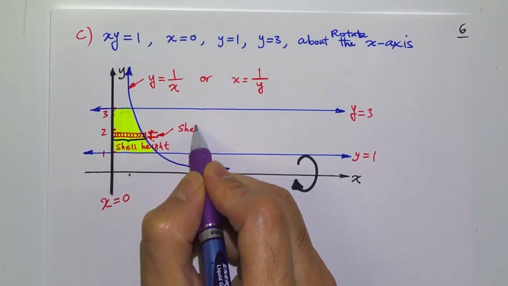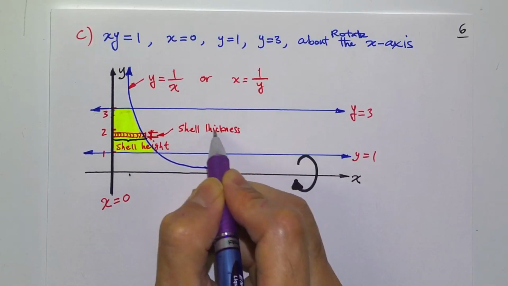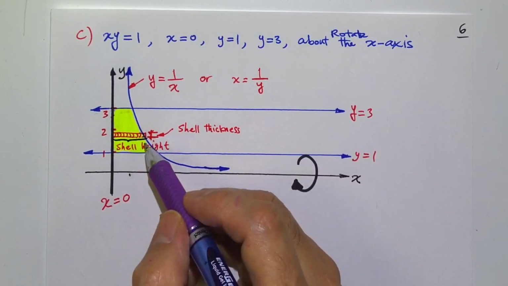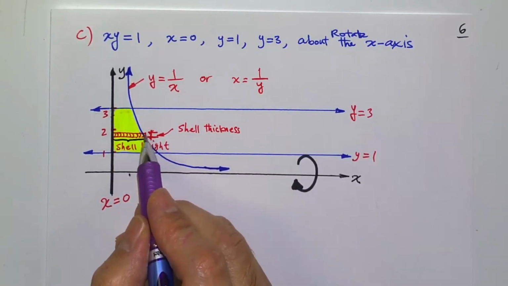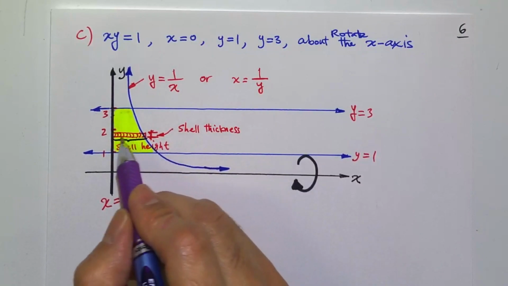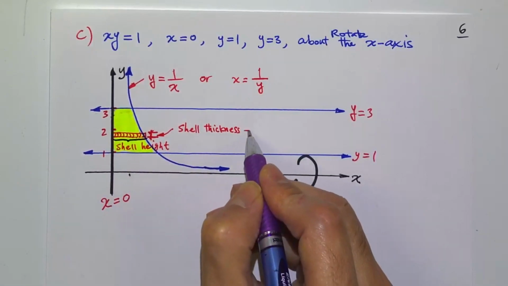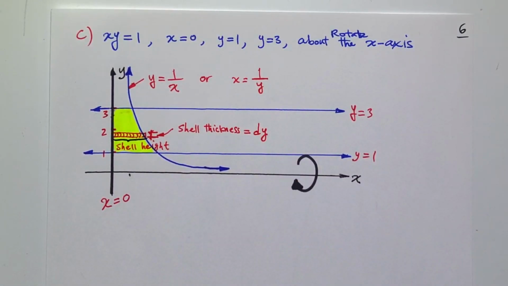So shell thickness. So the shell thickness is along which axis? It's along the y-axis, right? That thickness of this shell is along the y-axis. You can see it right there. So the variable of integration is going to be y. So we have to have dy in our integral.